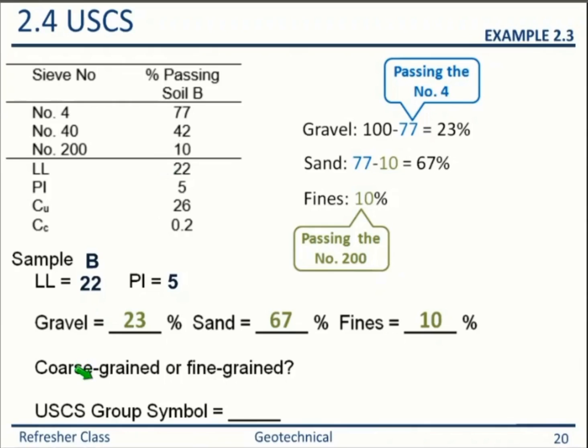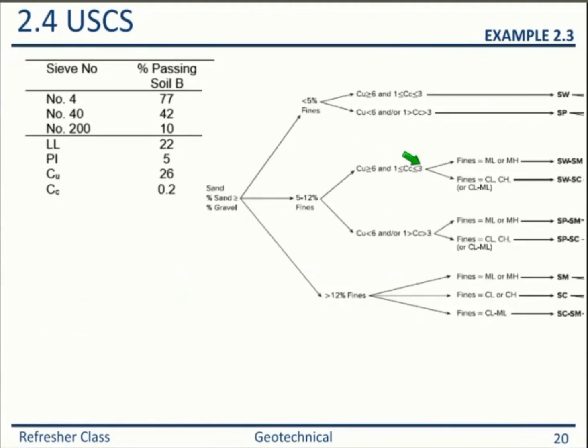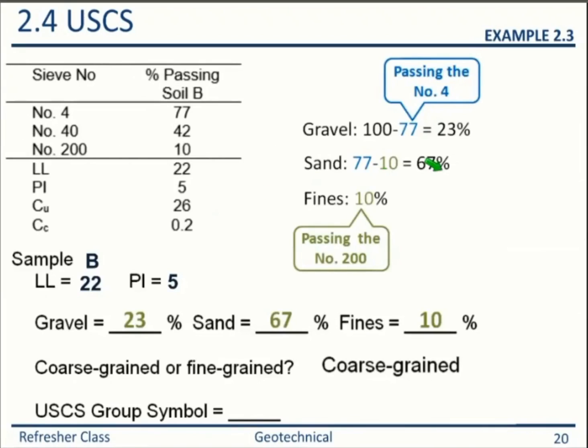There are two flow charts. One, where the percentage of gravel is more than sand. The other one is where the percentage of sand is greater than gravel. In our case, for soil sample B, the percentage of sand is 67. The percentage of gravel is 23. Therefore, the percentage of sand is greater than gravel. So we have to pick up the flow chart which states the percentage of sand is greater than gravel. We pick this one because of this value, right? Sand is 67%, gravel is 23%.